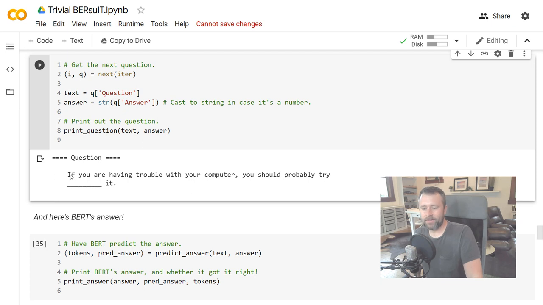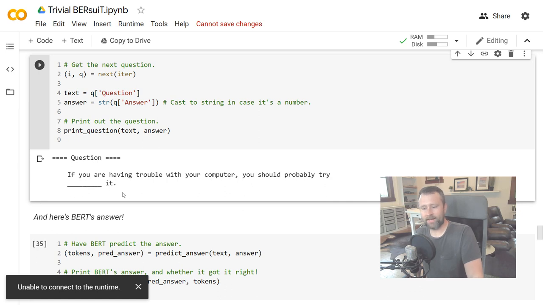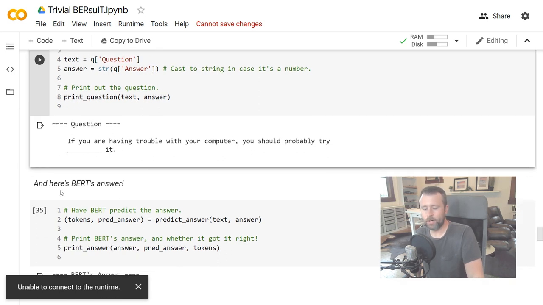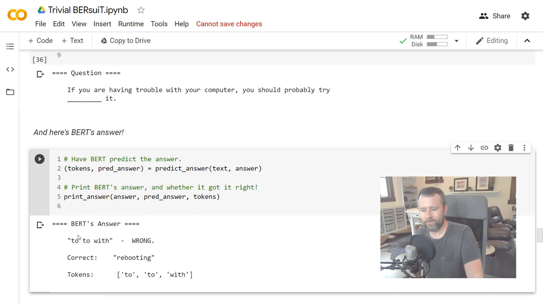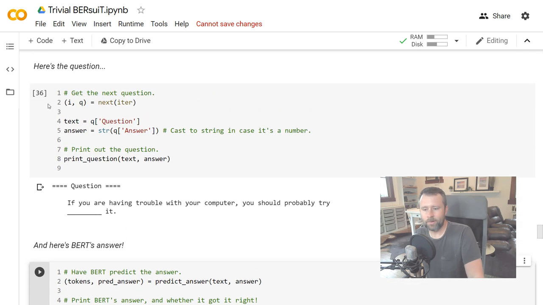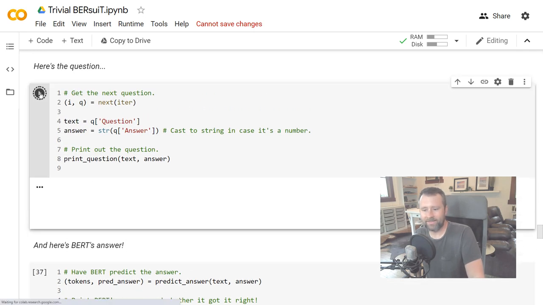All right. So it would be great if Bert could provide tech support, if it knew a lot about IT. If you are having trouble with your computer, you should probably try blank it. Did you unplug it and plug it back in? Yeah, the word I put in there was rebooting. You should probably try rebooting your computer if it's not working. But it didn't know that. Bummer. All right.